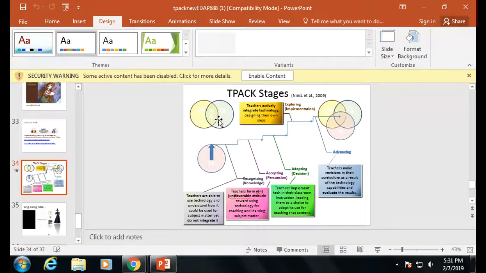Teachers must have the time. Teachers must have the support. Teachers must have the fail-safe environment to explore its use. And then make the connection over to their curriculum.